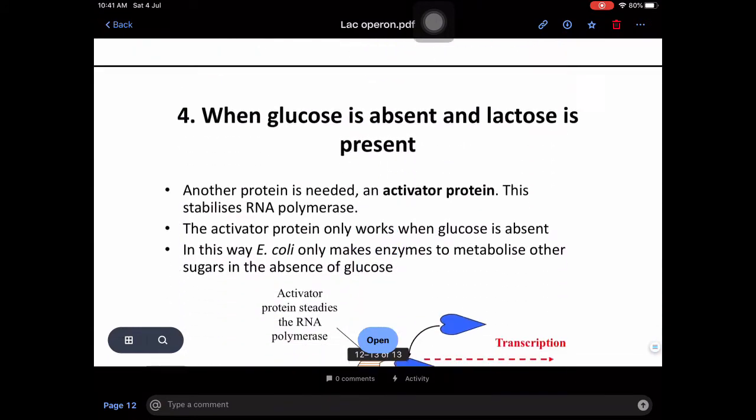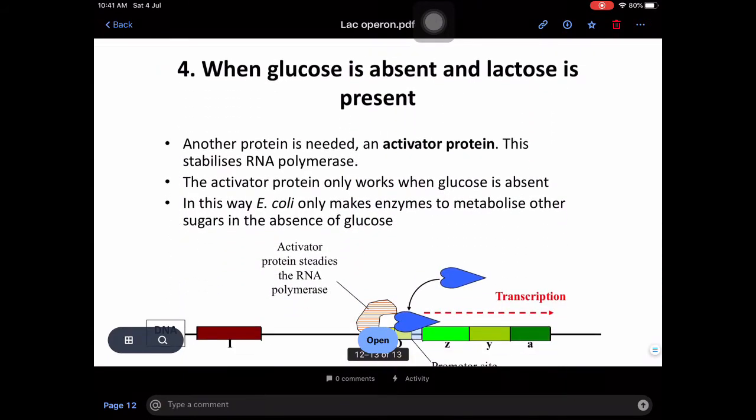So in case glucose is not present in the cell and lactose is present, at that time another protein is produced in the cell. That is known as the activator protein. This protein actually stabilizes the RNA polymerase when it binds to the operator site.